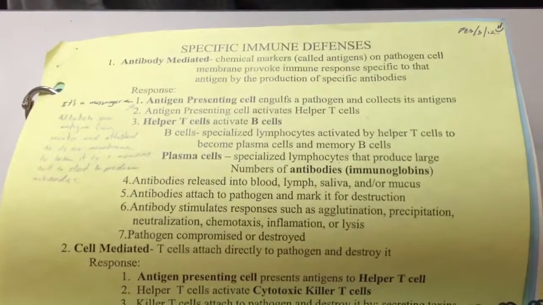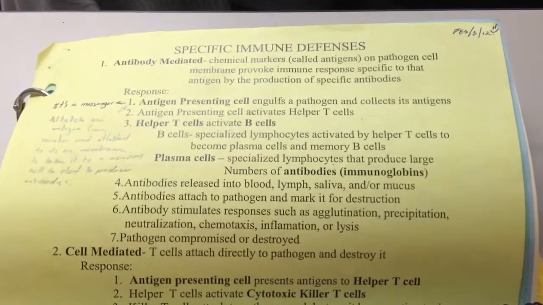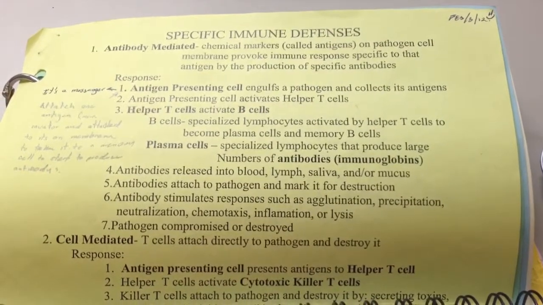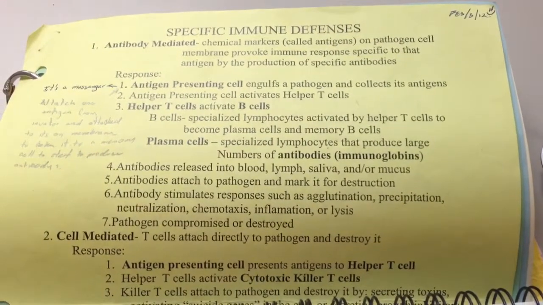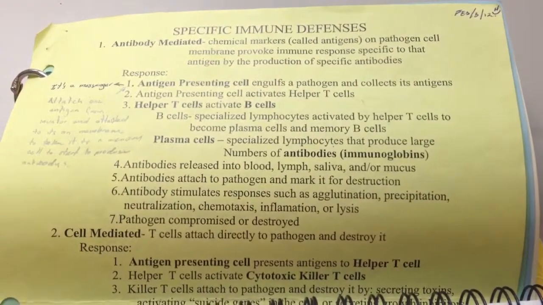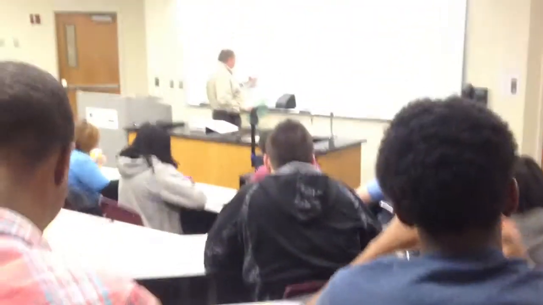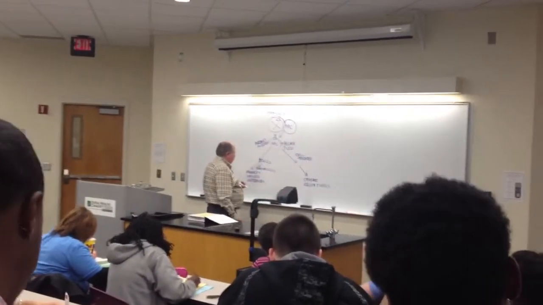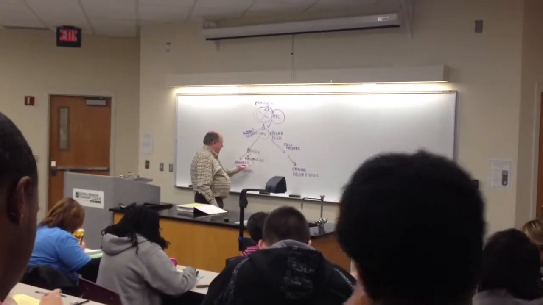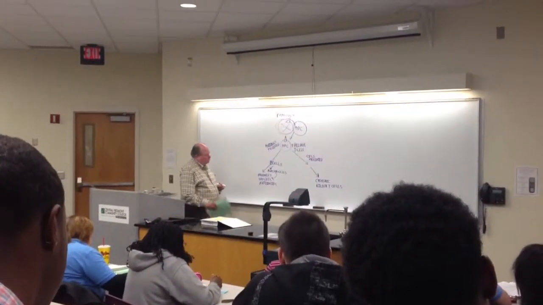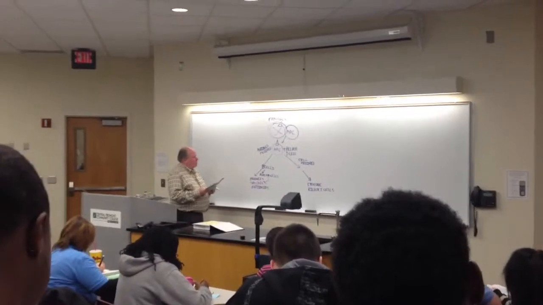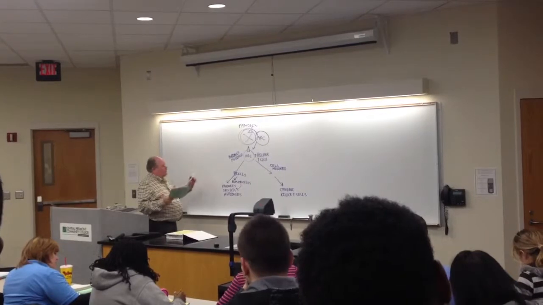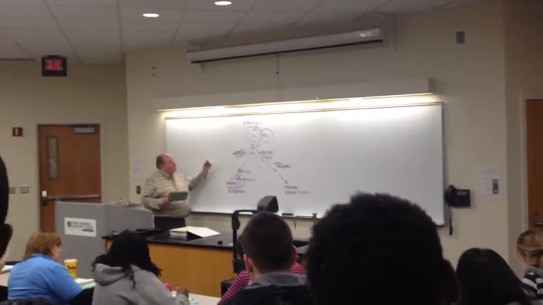B cells, specialized lymphocytes activated by helper T cells to produce or become plasma cells and memory B cells. So the B cells convert then into plasma cells and these plasma cells produce these specific antibodies. Is the B cell transition to plasma cells? Yes, this is the whole sequence of the pathway.